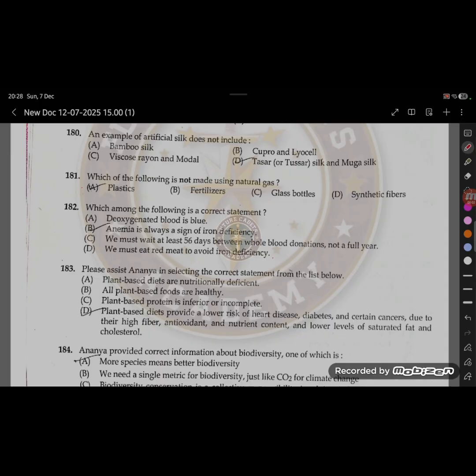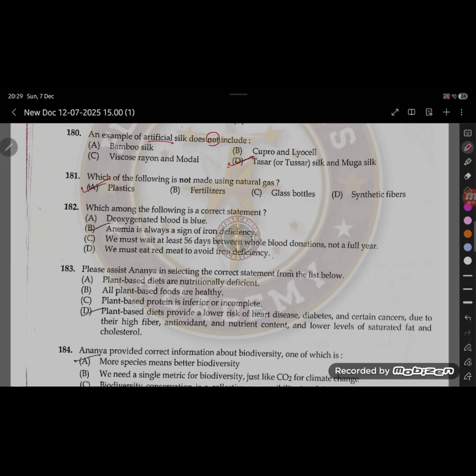Okay, now coming to the next question. Question number 180. Which of the following is an example of artificial silk and does not include? Okay, so we need to identify the natural forms. Tussar or muga silk are the natural varieties, not artificial ones. Question number 181 says which of the following is not using natural gas? Quite obvious, plastics are the answer.